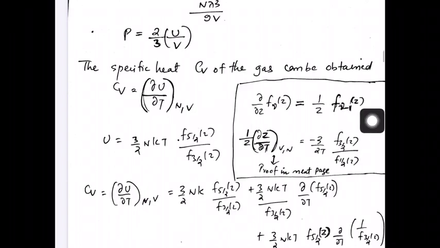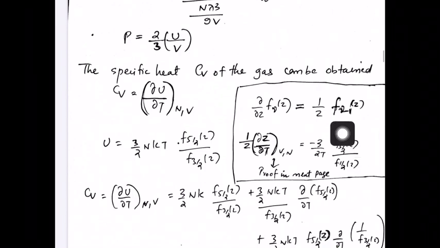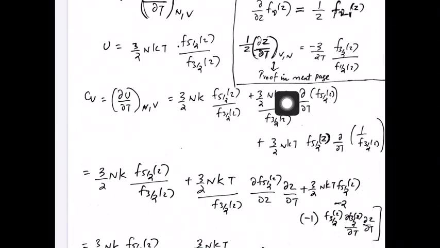So here I am going to use for U, 3/2 nkT F5/2(z) over F3/2(z). So that is used here for the energy. So ∂U/∂T means we have to differentiate this with respect to temperature, and what we are keeping constant here is the number of particles and volume.